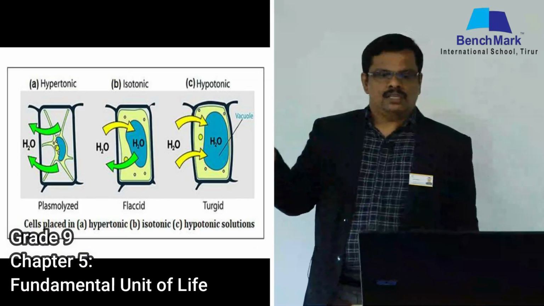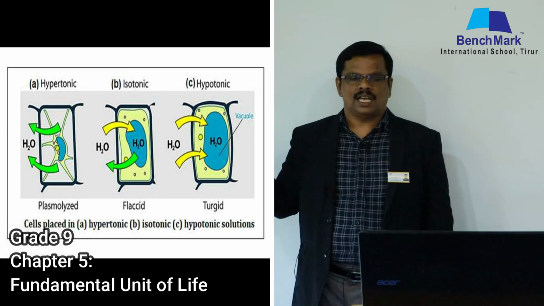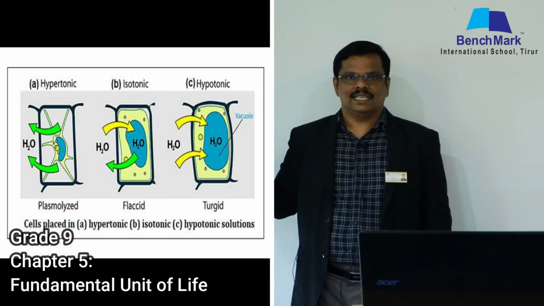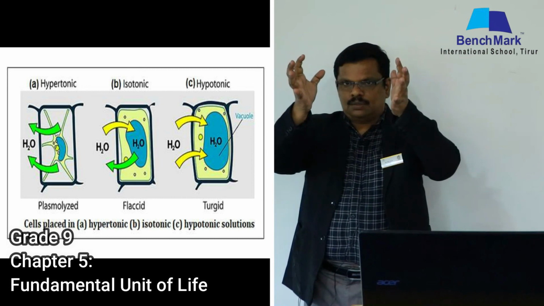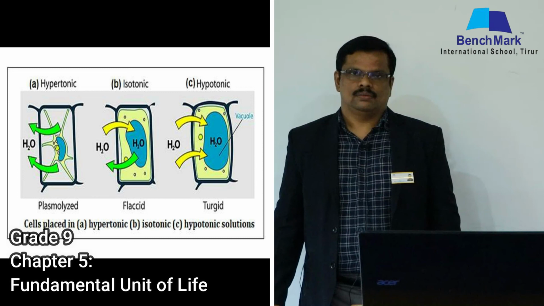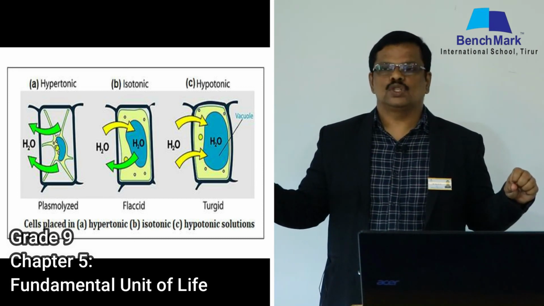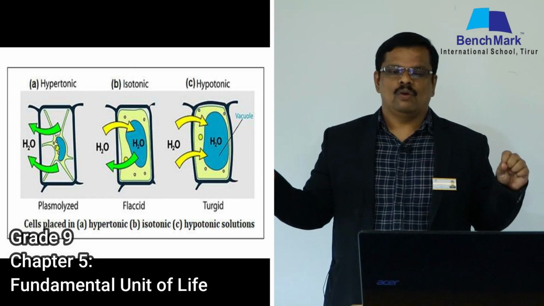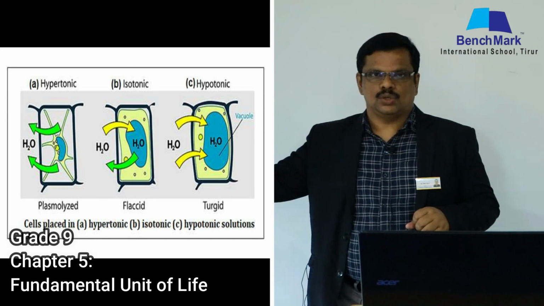So there is a diagram. You can look at this diagram, how a cell is plasmolysed, flaccid, turgid. Flaccid means the condition in which the cytoplasmic content has moved away from the cell wall. Turgid means the swollen case, full of water. See, in this you can see it.